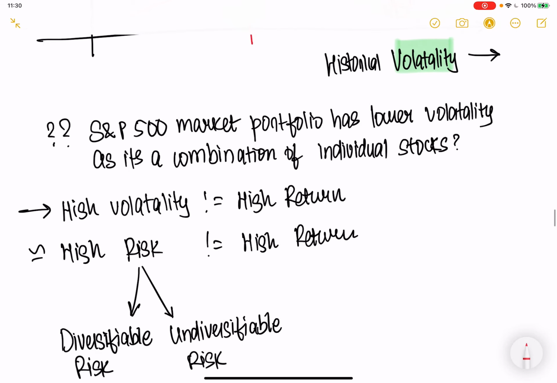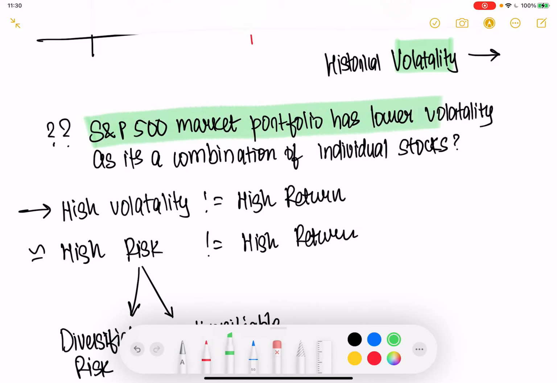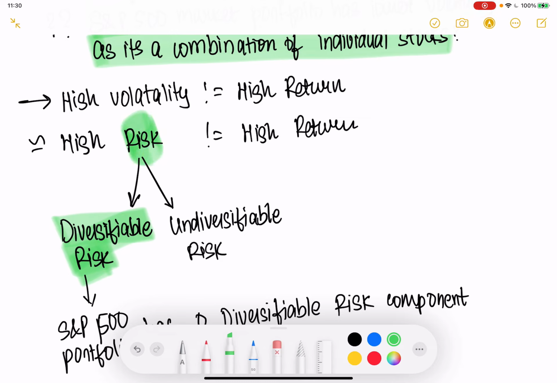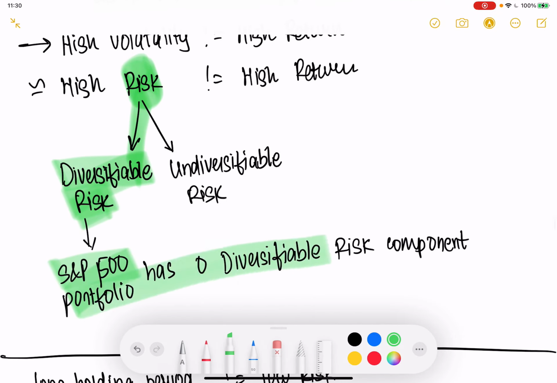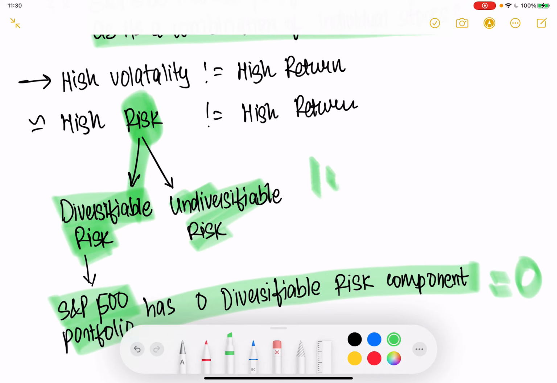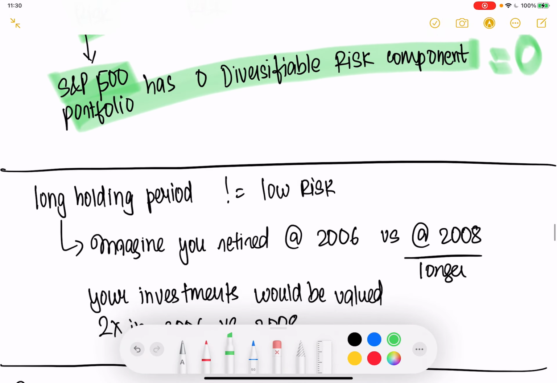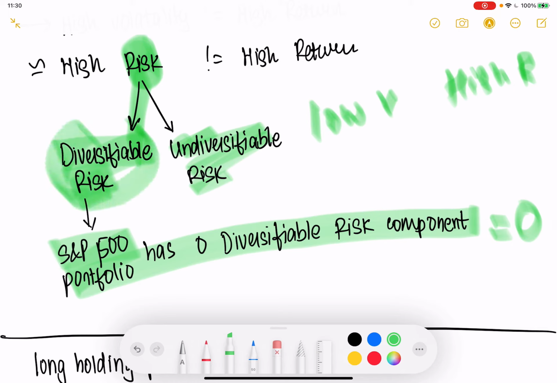All right, so that was the question that was here, which was why the S&P market portfolio has lower volatility. It's a combination of individual stocks, because we saw that the S&P 500 has removed all of the diversifiable risk components. So diversifiable risk is equal to 0, and it only has the undiversifiable risk, and so it can have lower volatility and high return, right? That's the reason why this black line is this way and not going through the center. Cool. So the primary reason again was that it has 0 diversifiable risk. It has only undiversifiable risk in the S&P portfolio. That's why you get higher return and lower volatility.